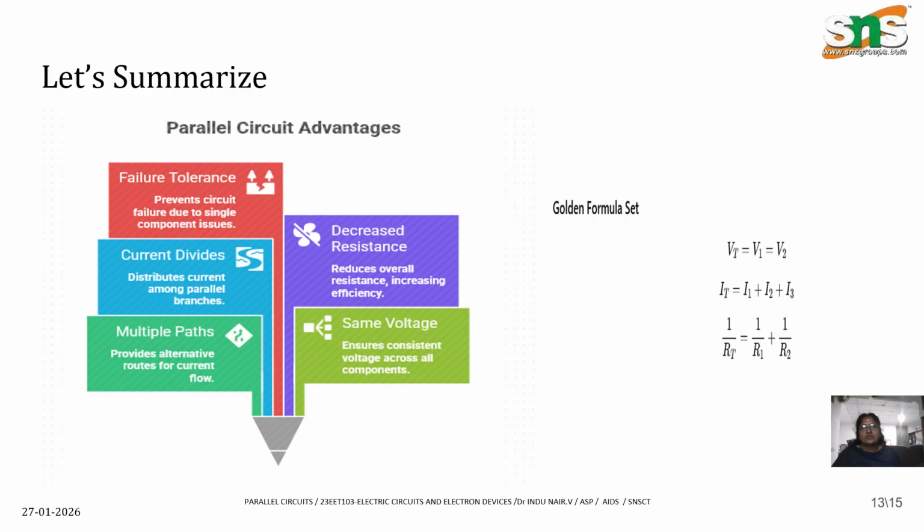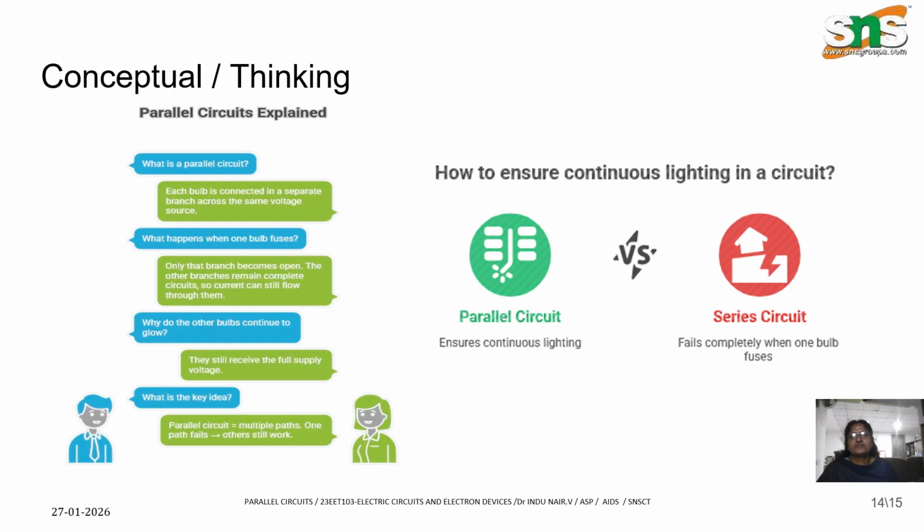So parallel circuit advantages: failure tolerance, current divides, multiple paths, decreased resistance, same voltage. So the same voltage is applied across all the resistors. There is decreased resistance, which reduces overall resistance, increasing efficiency. Multiple paths provide alternative routes for current flow. Current divides, distributing current among parallel branches.